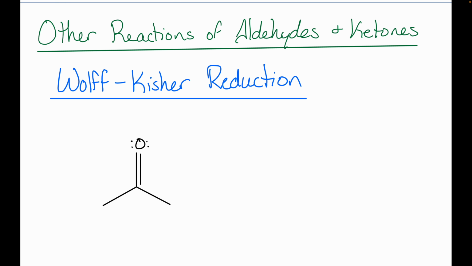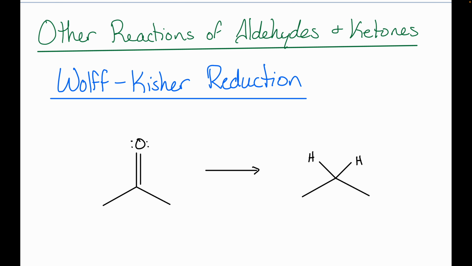A Wolff-Kishner reaction is how you fully reduce an aldehyde or ketone, replacing both of those carbon-oxygen bonds with carbon-hydrogen bonds. Creating what? What's our functional group now? An alkane, all right? So it's a way to effectively chop off that carbonyl oxygen. All right, so how do we do it?